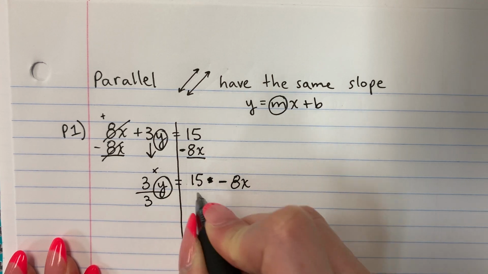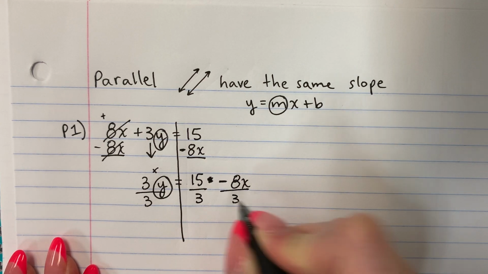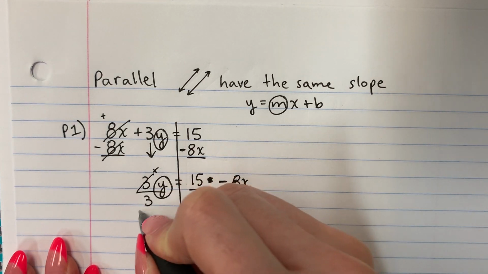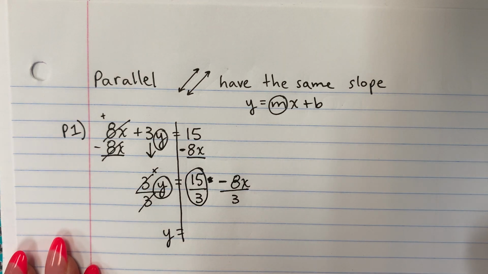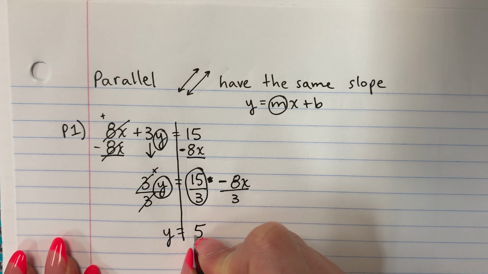So divide by 3. And each part, divide by 3. Cancel. Y equals 15 divided by 3. That is 5.